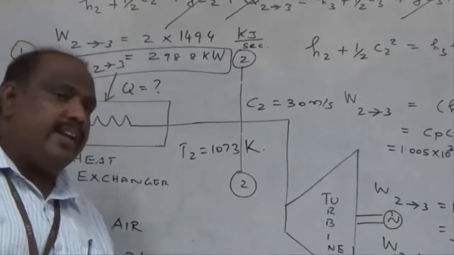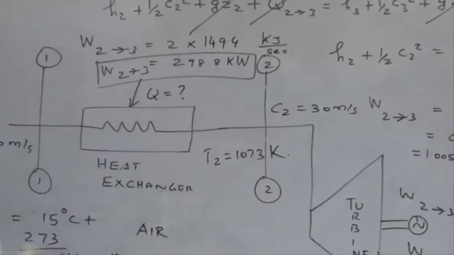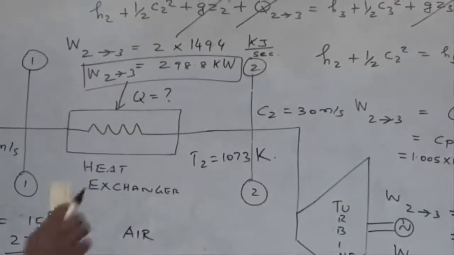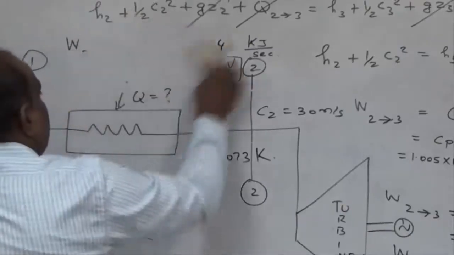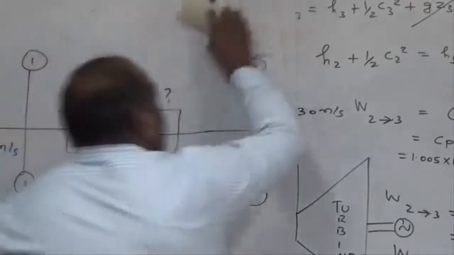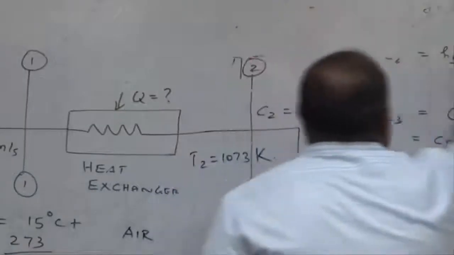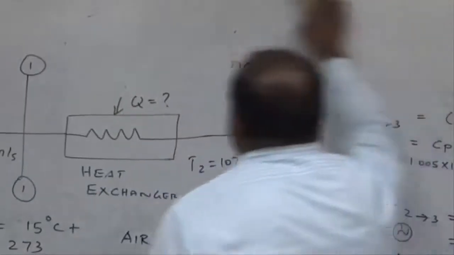If you end up with negative, then you made some mistake. So W should be what? Positive only. So it's also right. So now let us try to come to the last area. There is nothing but a steady nozzle.